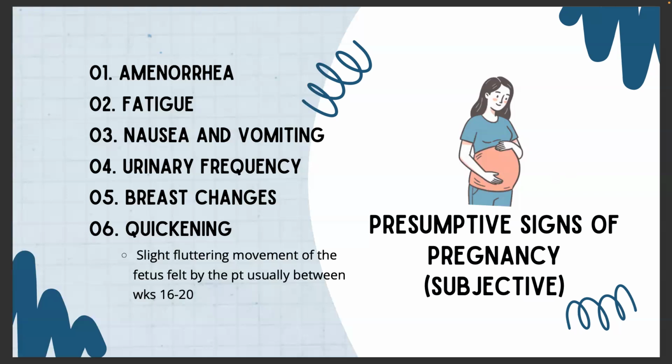And then there is the quickening, which is the patient's first awareness of fetal movement, which happens between 16 and 20 weeks. If they've been pregnant before, they may notice that quickening a little bit sooner, but it's still presumptive because it can be mistaken for gas or bowel movement.